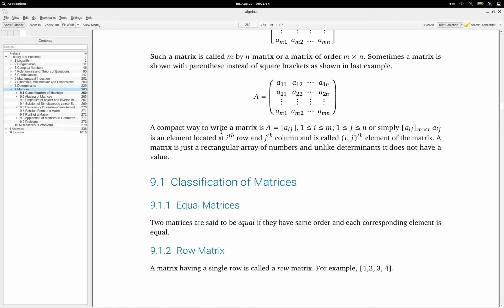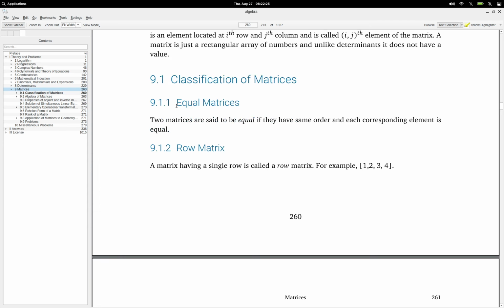A compact way to write a matrix is A is equal to Aij within brackets, where i varies from 1 to m and j varies from 1 to n, or simply Aij within brackets with m by n in subscript. Aij is an element located at ith row and jth column and is called ijth element of the matrix. A matrix is just a rectangular array of numbers. Unlike determinants, it does not have a value.